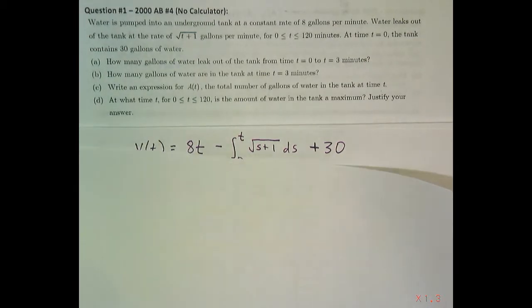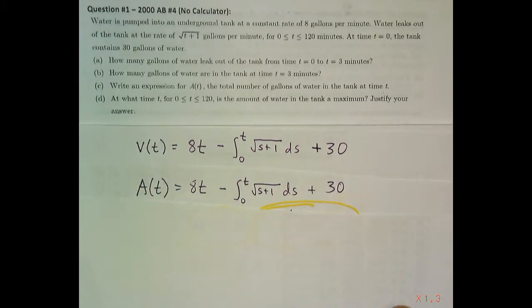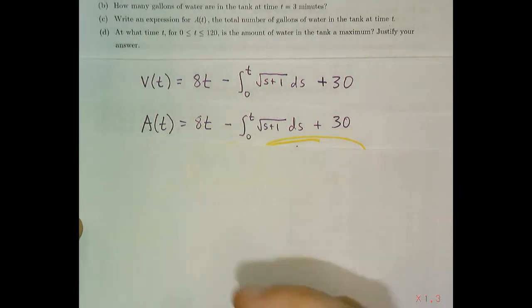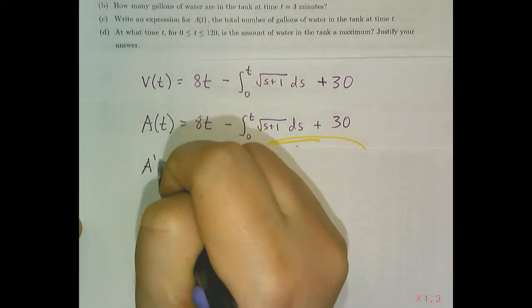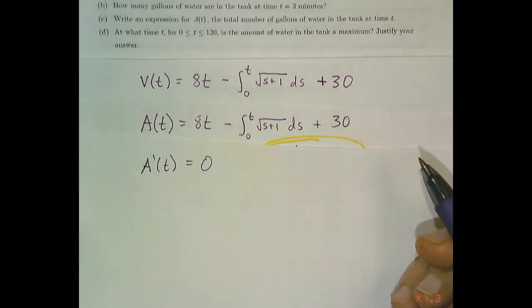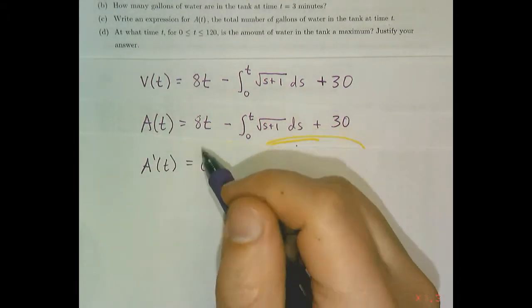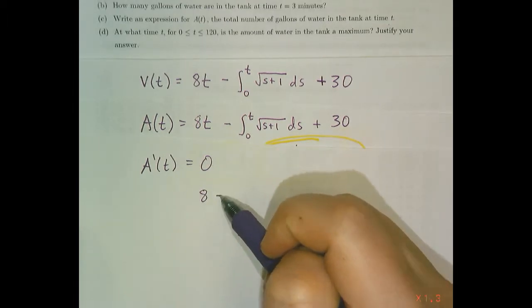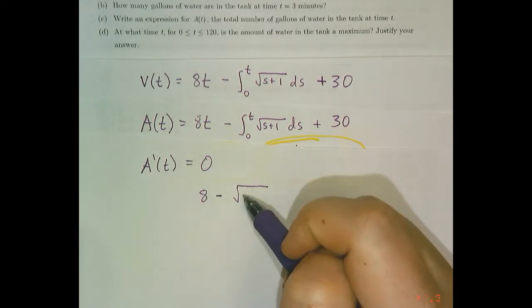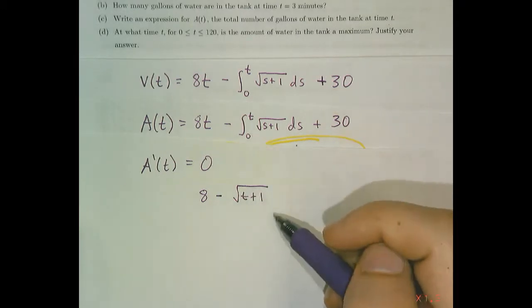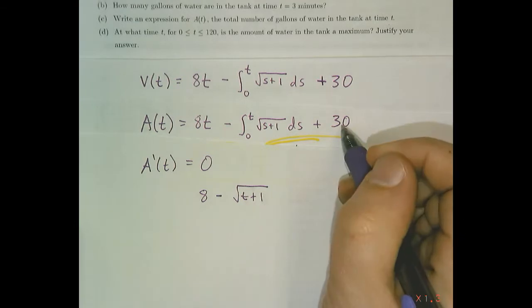All right, moving on to part D. At what time does water reach a maximum? We have an equation that measures the amount of water in the tank. So if we want to maximize A of t, we have to find where A prime of t equals 0. So we need to take the derivative of A of t. Derivative of 8t is 8. The derivative of the integral is the integrand at the top times the derivative of the top minus the integrand at the bottom times the derivative of the bottom. And the derivative of a constant is 0.